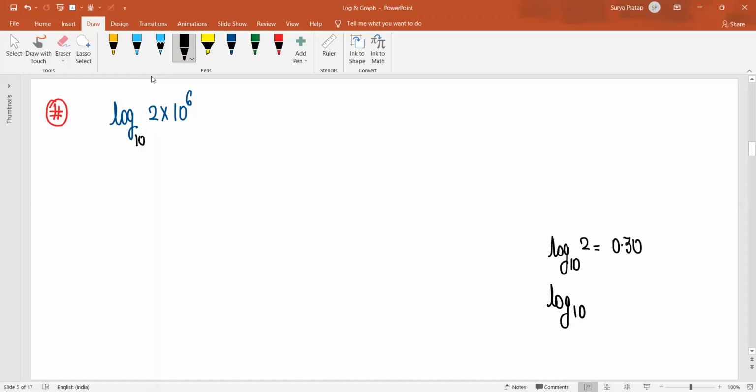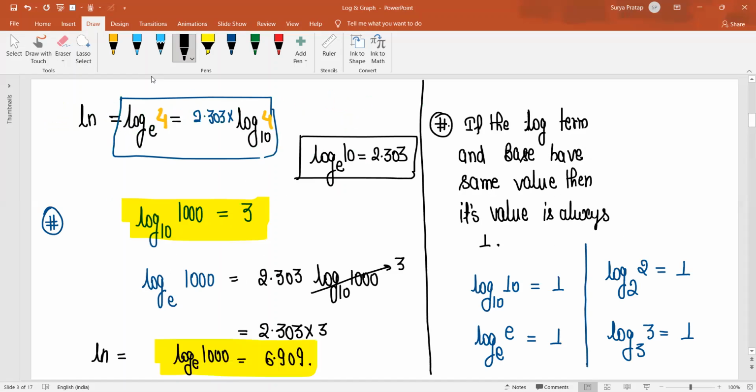And log base 10 of 10 is also needed. Can any one of you tell me the value of log 10 base 10? Sorry, did you mean log base 10? Yeah, 1, of course. Why is it 1? They cancel each other out. Don't say they cancel each other, because I have said that if the base and term are the same, then the value is always 1. I have clearly written that earlier here, if you can see that.